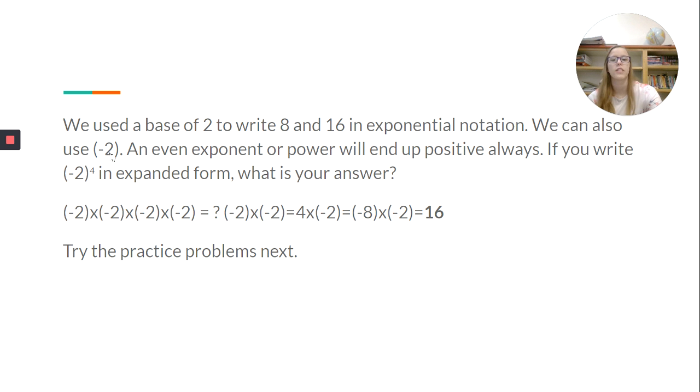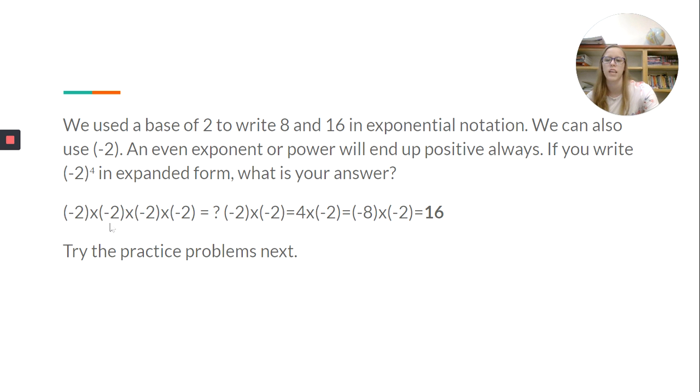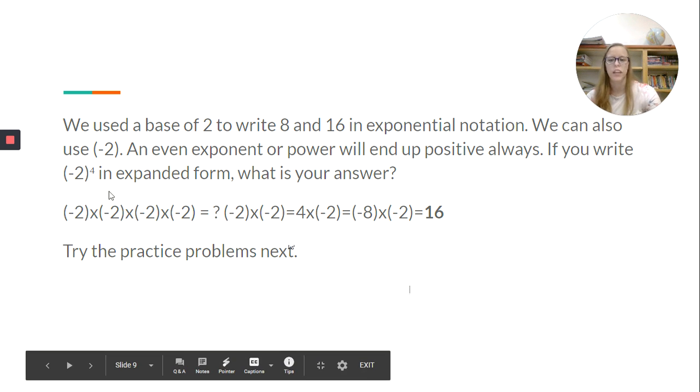You can also use -2. Remember, even is going to give you a positive number. So if you write -2 to the fourth, write it out, what do you get? Okay, you can see here that it's 16 because we took -2 times -2, which is 4, times -2, which is -8, times a -2, which is 16. I know that's a lot, but it does make sense, okay?